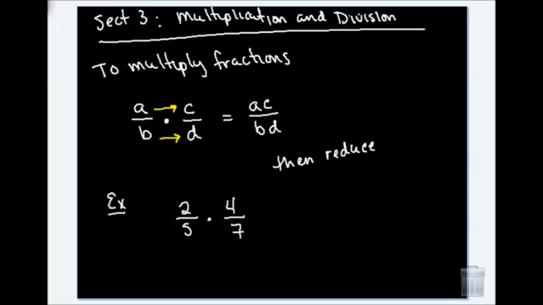Okay, I'm going to multiply 2 times 4, and I'm going to multiply 5 times 7, and I'm going to get 8 over 35. Doesn't reduce, I'm done.